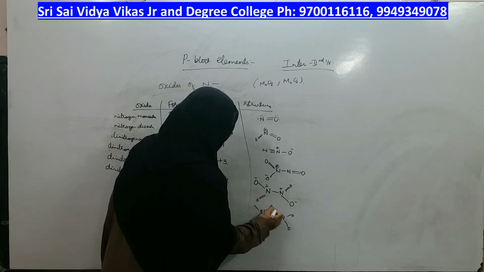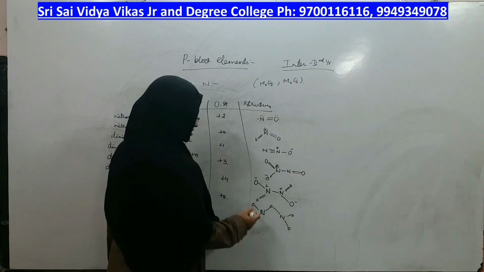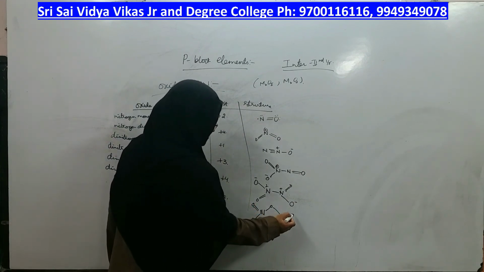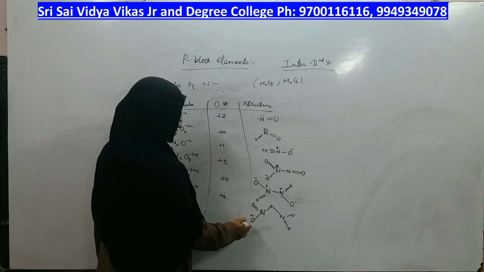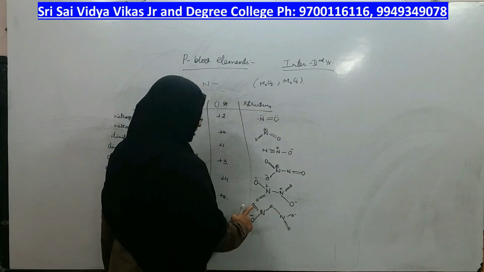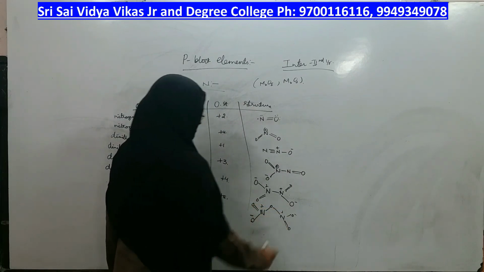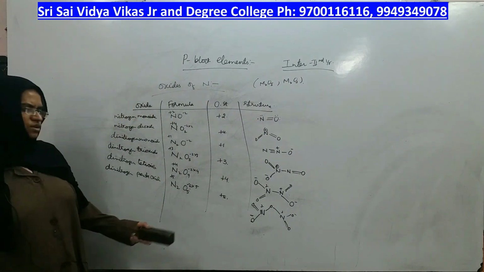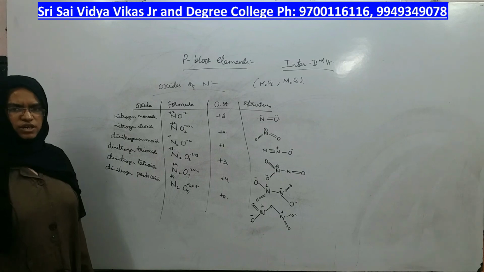Next is nitrogen pentoxide. In between this oxygen, oxygen, oxygen, oxygen here. O minus opposite, double bond O opposite. 1, 2, 3, 4 plus charge is like this. This is nitrogen pentoxide, right? This table is for oxides of nitrogen.